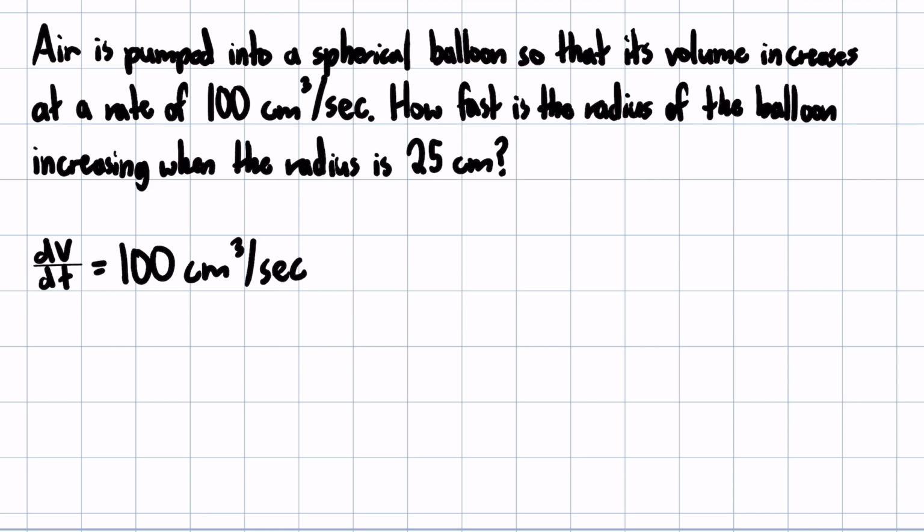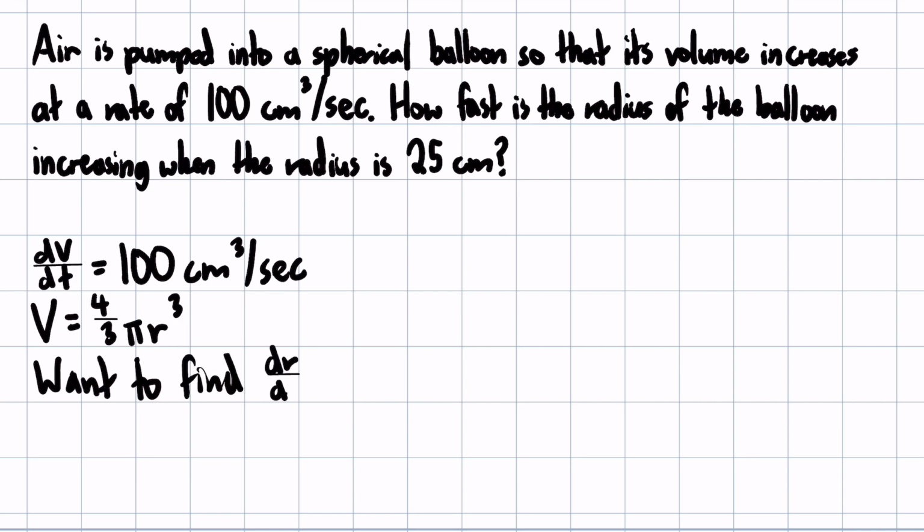Now, we have a formula for the volume of a sphere, right? The volume of a sphere is going to be 4/3 pi r cubed. So that's going to be very important. What we're trying to find here is dr/dt, and we're trying to find it specifically when the radius is 25 centimeters.